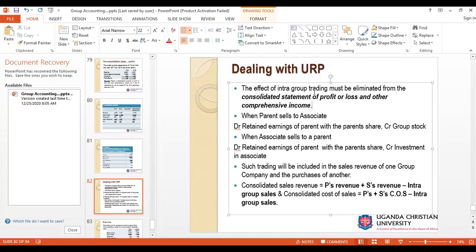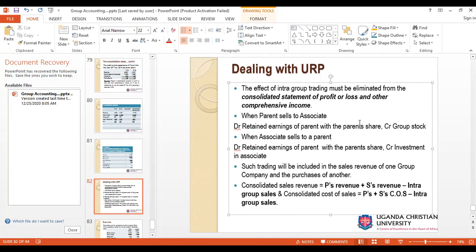But what about the sales themselves? Let's first see this. When the parent sells to an associate, debit retained earnings of the parent with the parent's share, and credit group stock with what you calculated. What about when the associate sells to the parent? Debit retained earnings of the parent with the parent's share, then credit investment in associate.